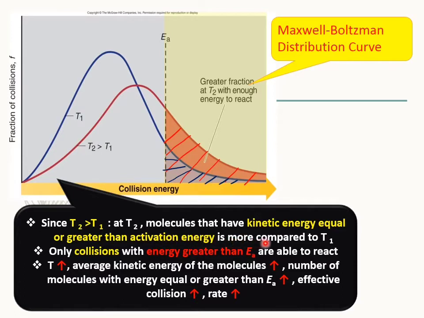So molecules that have kinetic energy equal to or greater than activation energy are more compared to T1. Okay, you can see from the curve. So only collisions with energy greater than EA are able to react. Saya dah kata kalau dia ada tenaga minimum yang cukup, baru dia boleh hasilkan produk. Okay, we already looked at this in subtopic 1.2.